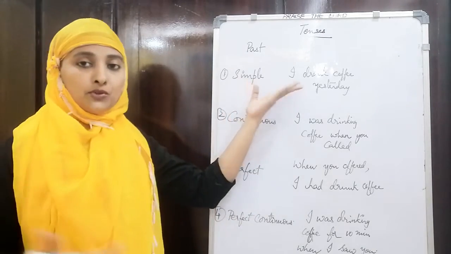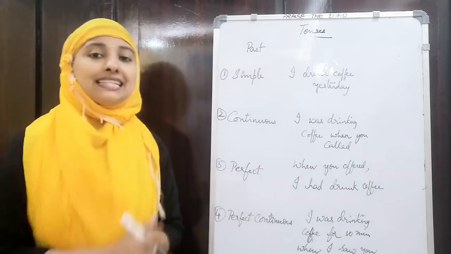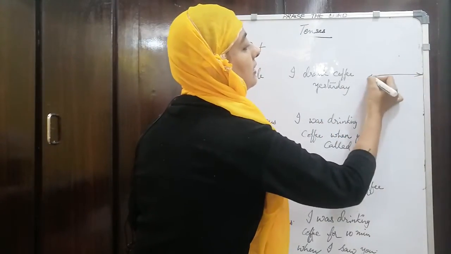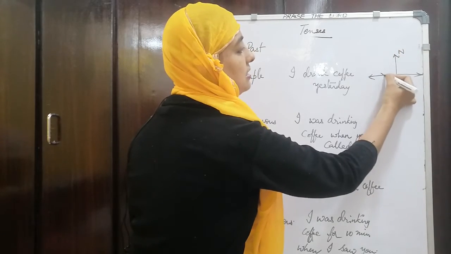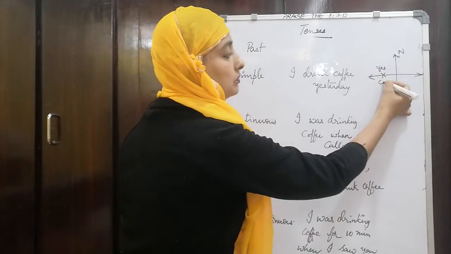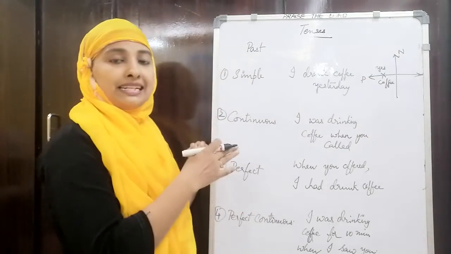So suppose we are taking the example of coffee. So I drank coffee yesterday. So yesterday I drank coffee. So how to represent it? In the past, this is yesterday. I drank coffee yesterday. Okay, so it's a completed event.